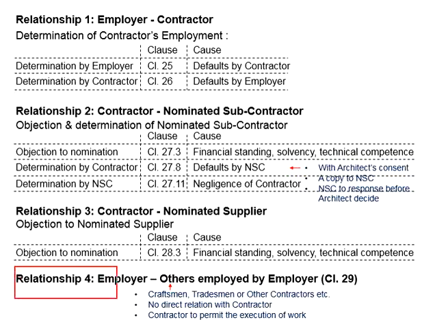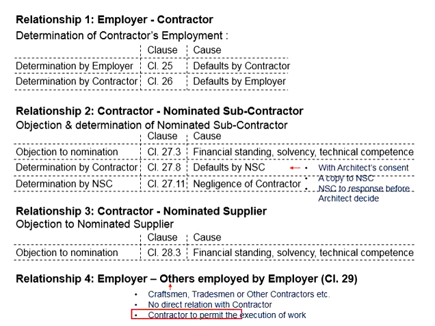Now the fourth relationship will be between the contractor and the others who are being employed by the employer and not under the responsibility of the contractor. You may refer to clause 29. These people can be the craftsmen, tradesmen, and other contractors engaged by the employer. They have no direct relationship with the contractor, but it is likely that they are servicing the same project or sharing the same construction site.